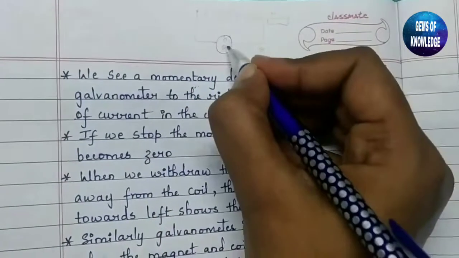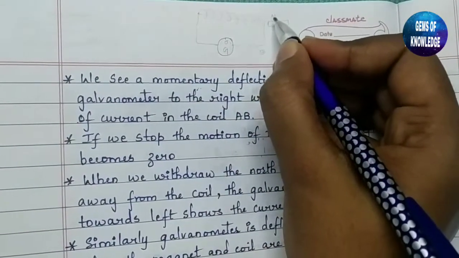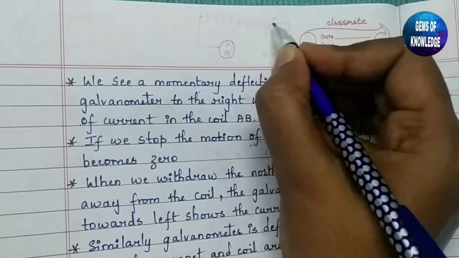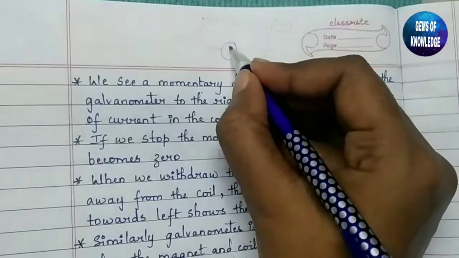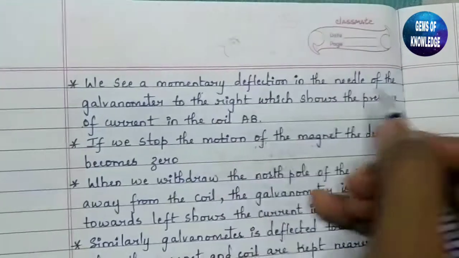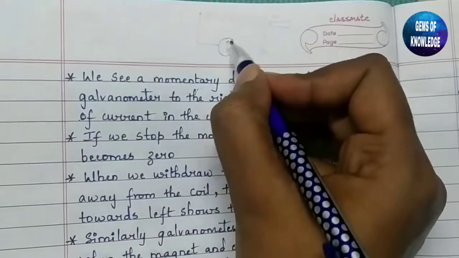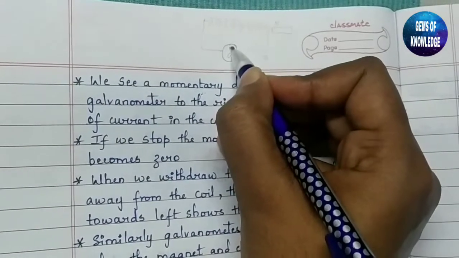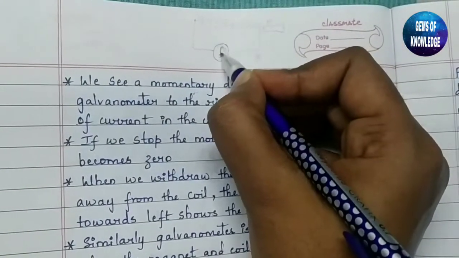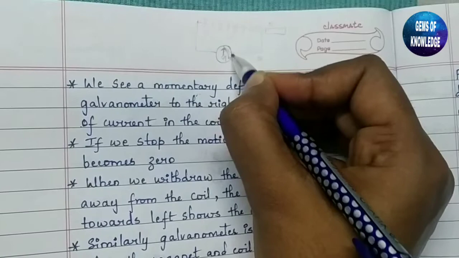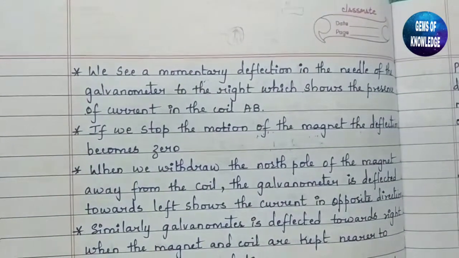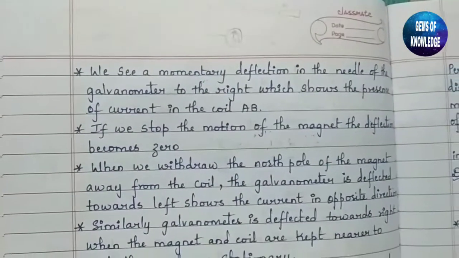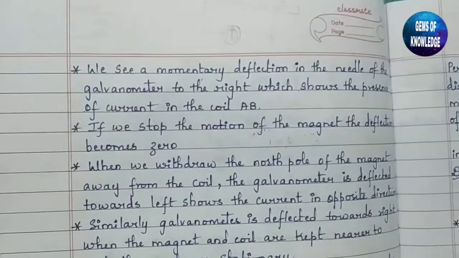And what happens when you bring the north pole of your magnet towards this end B, there is a deflection in the needle of this galvanometer, and the deflection will be towards the right side. If the needle was here, then it is going to move towards the right side, which shows the presence of current in the coil AB. So it means the current is present in your coil AB.